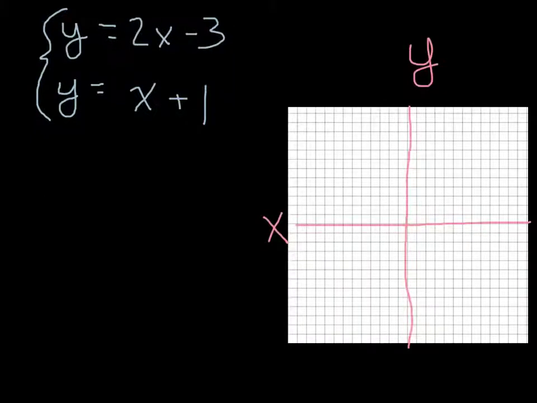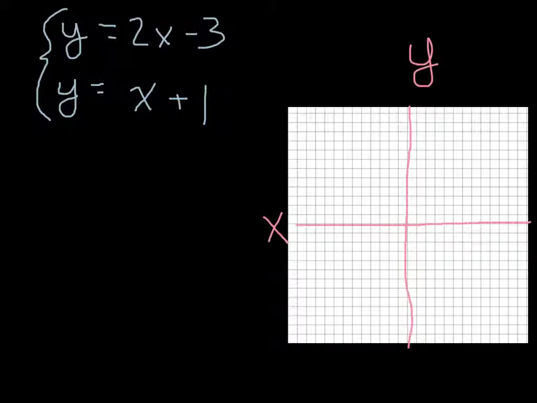In this presentation, we're going to take a look at how to solve a system of equations by graphing. Now, a system of equations is two or more equations that are on the same plane. So, at the top of the screen, I have a system of equations: y equals 2x minus 3 and y equals x plus 1. Those are my two equations. And what I'm going to do is graph those two equations on this x and y axis.